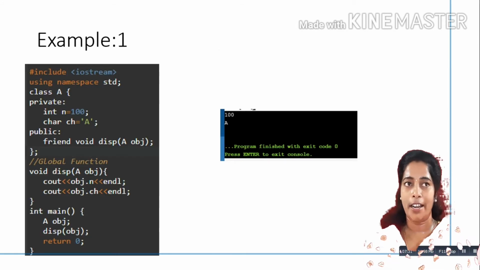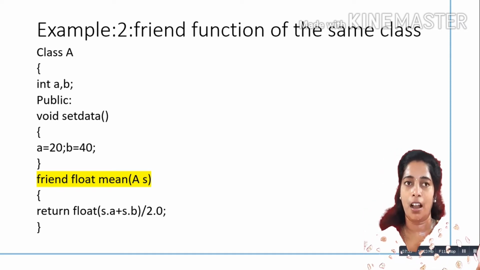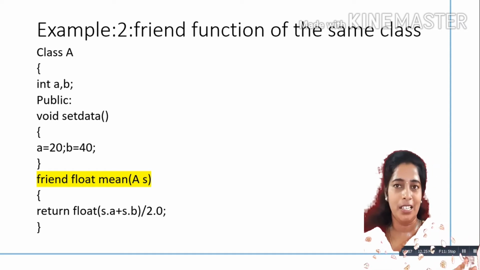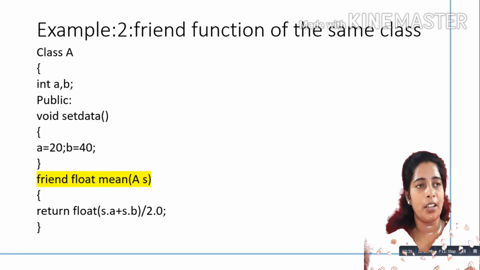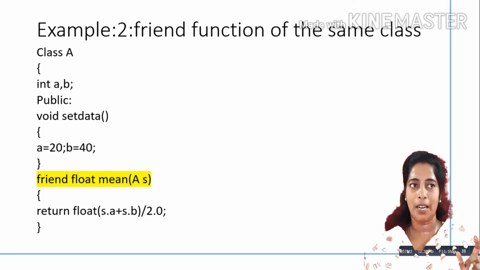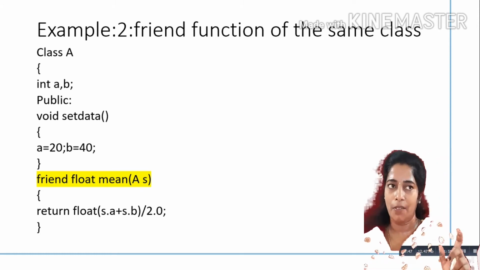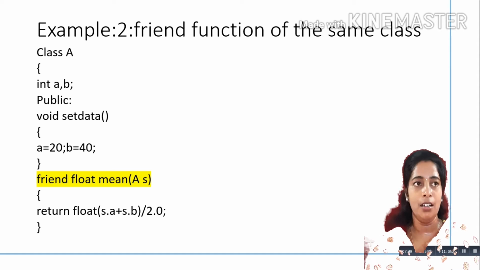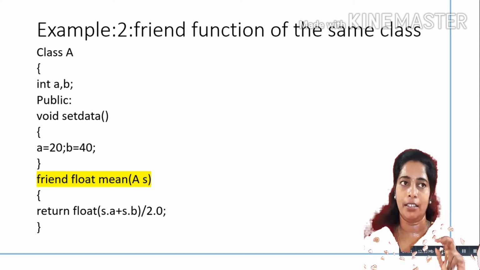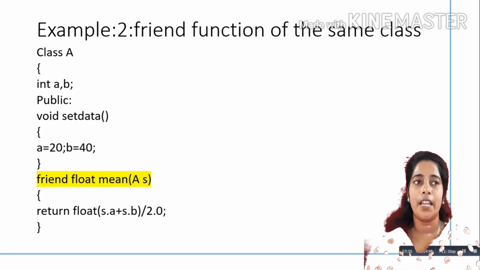So we'll see one more example here. Friend function of the same class. So far we have seen how we use the friend function within the same class. Here we are just having one class A, and under private I have not declared the variables int a, b as private. If you want to declare, you can declare. But by default it takes the public status. So int a, b.